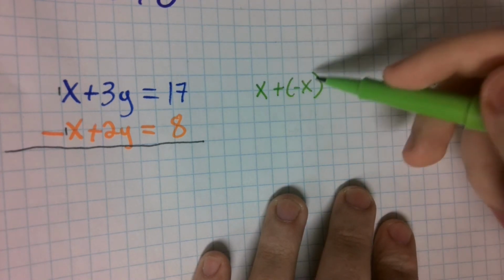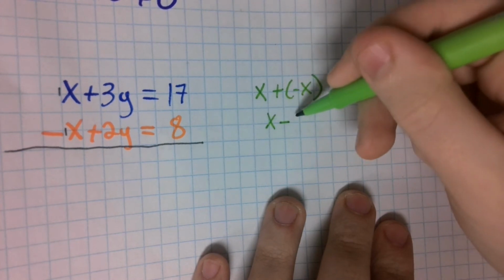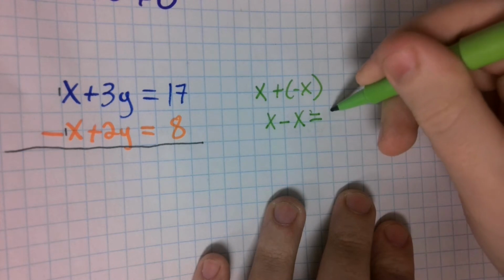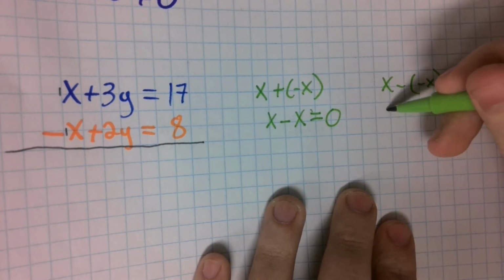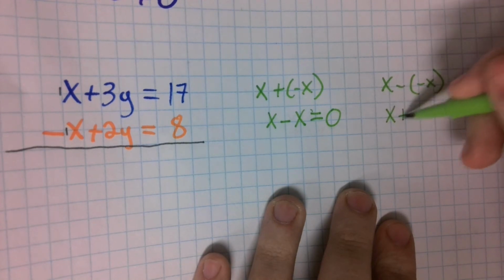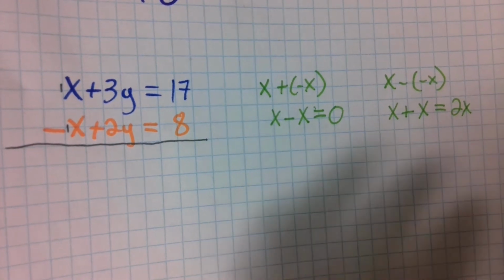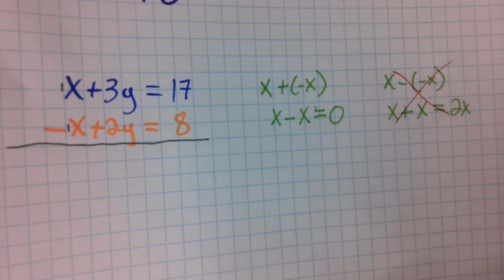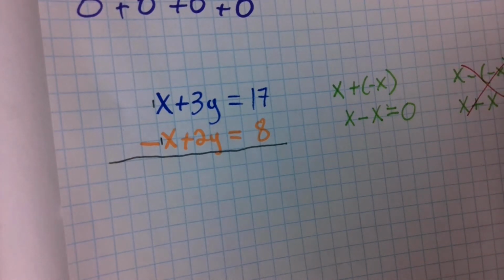Well, x plus negative x. Anytime you have plus a negative, you can rewrite it as minus. So this turns into x minus x, which is 0. If you did the other side, you would know that minus a negative is the same as plus. X plus x is 2x. So we don't want to subtract here. If we subtracted here, we would not eliminate it. We'd get a bigger number. We want to add in order to eliminate.